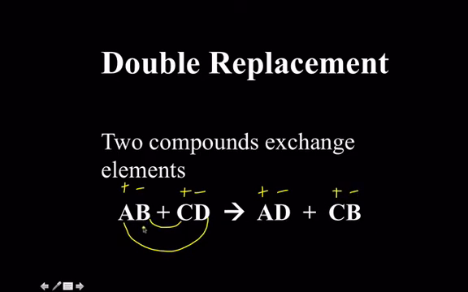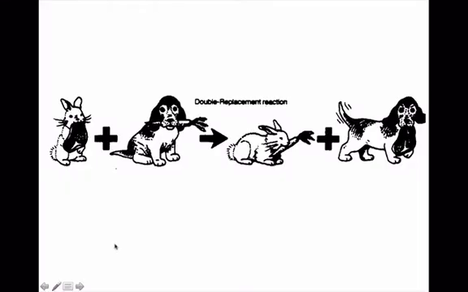So you've got to keep those positives and negatives equal, and then that means that the outsides and the insides are how they will switch. So two compounds exchanging elements, that is your double replacement reaction. The example they gave us here is a bunny with a steak and a dog with a carrot, and then they just switch which food they have. So the rabbit ends up with the carrot and the dog ends up with the steak. That would be your double replacement reaction.